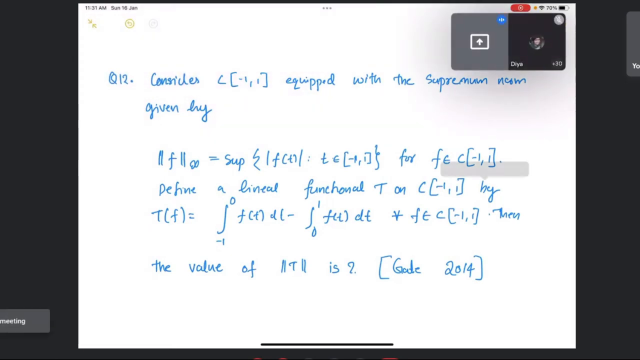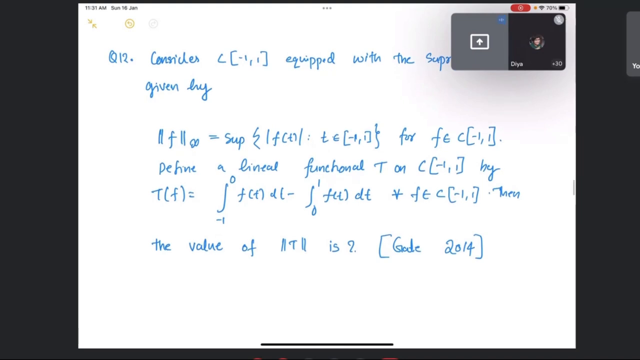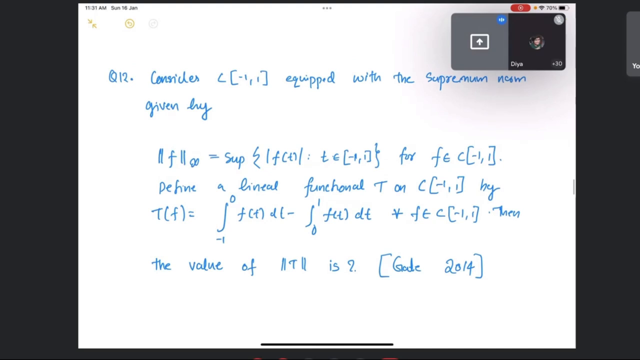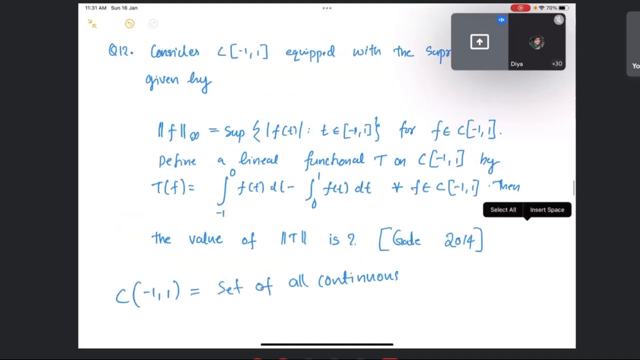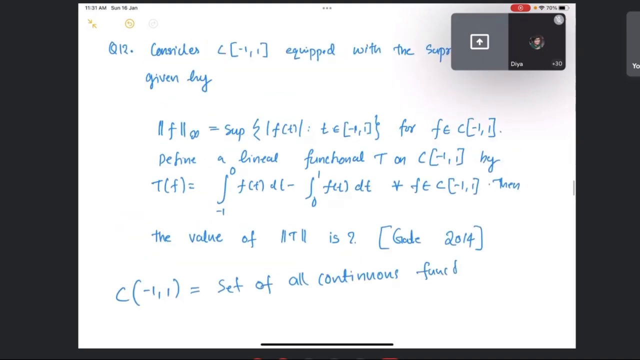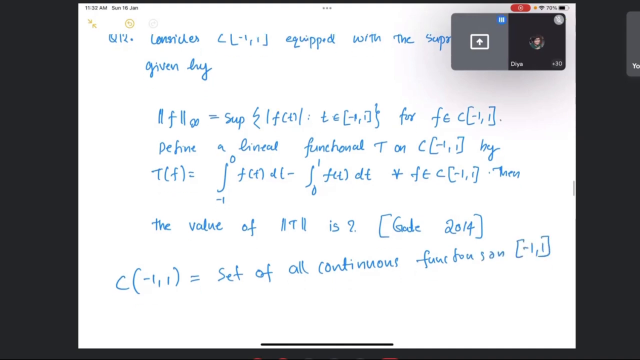Okay, you consider, so this example might be new to you. You consider C of minus 1, 1 equipped with the supremum norm. And by C of minus 1, 1, we mean the set of all continuous functions on the closed interval minus 1, 1, and the norm of an f here is nothing but the supremum.